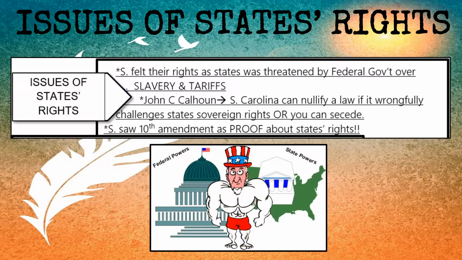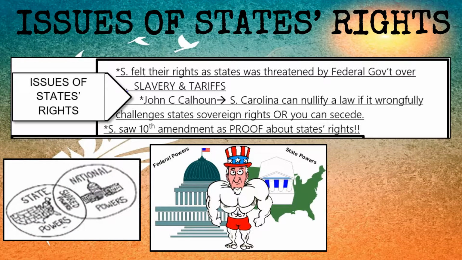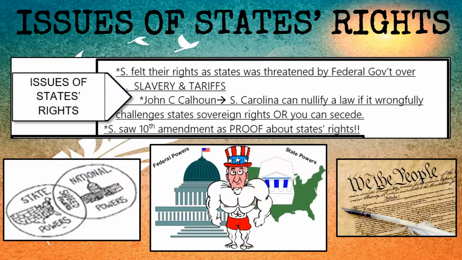So the South saw the 10th Amendment as proof about states' rights. Now the 10th Amendment is what supports federalism. Federalism is one of our principles of the Constitution. The Constitution has 7 principles, one of them being federalism, and it's basically the relationship between national power and state power. And the 10th Amendment says that any power not specifically given to the federal government is thereby given to the states and to the people.